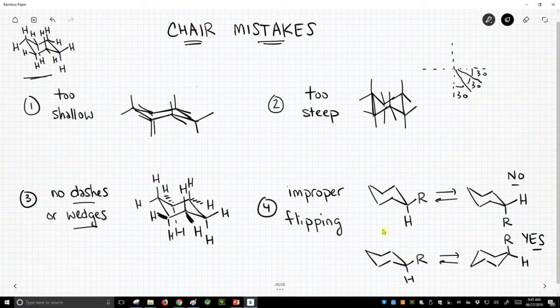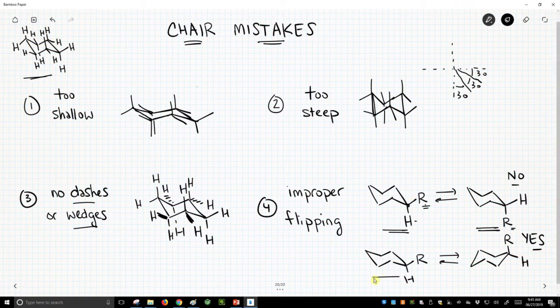So here's a chair on the left, and I haven't filled in all the groups, just for one of the particular carbons. And students will say, oh, if I want to flip this, I just need to swap the axial and equatorial groups. So R is equatorial, and now it's axial. Perfect, I've flipped. Well, if you notice, the chair itself hasn't flipped. It's the same chair. So that's a really common mistake. Students will swap axial and equatorial, but they won't change their chair.